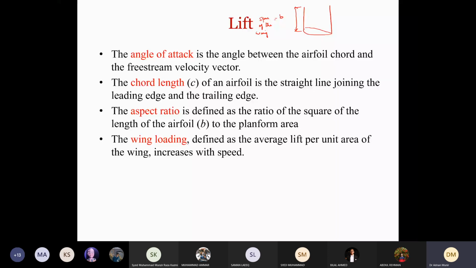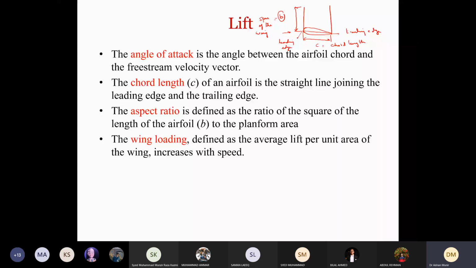Then we have the chord length. This is the leading edge, which is where the incoming flow will come, and this is the trailing edge behind the wing. The distance between the leading edge and the trailing edge is called C, which is the chord length. Now we have the span of the wing and the chord length.